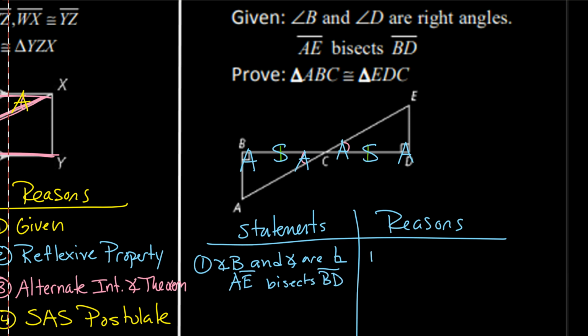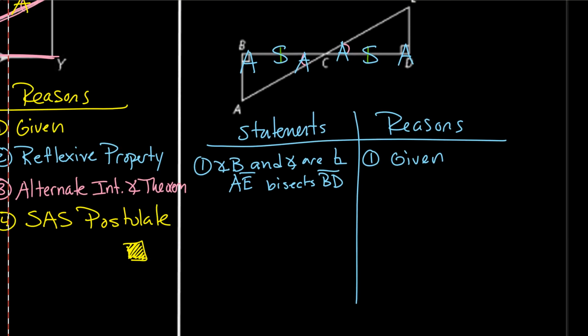And how do I know it's true? Good, it's given. So what was the first thing that we stated about this picture? What did we say? Before that, remember I said we have to explicitly state something. That because B and D are right angles, they are what? Congruent. So angle B is congruent to angle D.